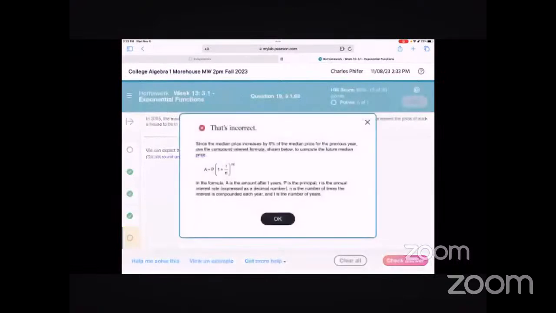Okay, so we didn't use the proper formula. Increase the median price for the previous year. Use the compound interest formula. Okay, P is the principal, R is the rate, N is the number of times the interest is compounded, and T is the number of years. I guess N would just be 1. Let me see.